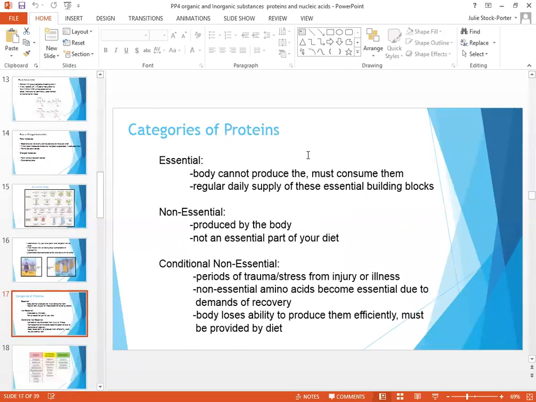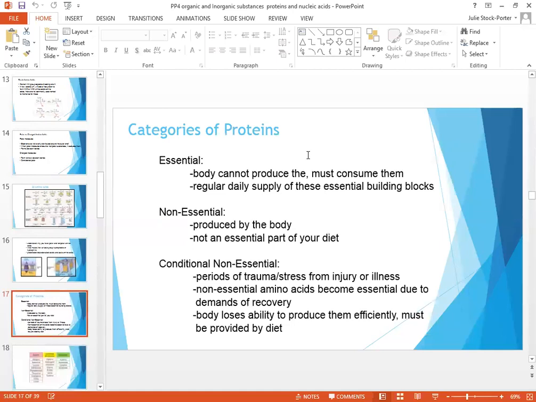Whereas the liver can process the non-essential proteins. They're produced by the body. It's not an essential part of your diet, because what the liver will do from the foods that you eat is break them all down to their elements, and then it can put things together like a puzzle. It can put proteins together that we need and things like that. So the non-essential are things that we can actually produce. Essential, we have to consume.